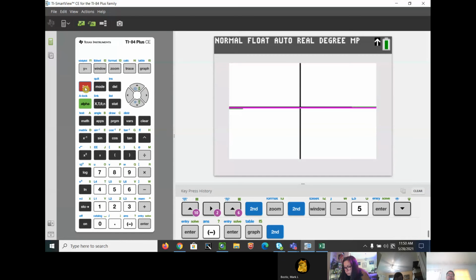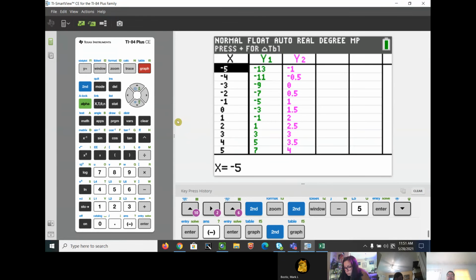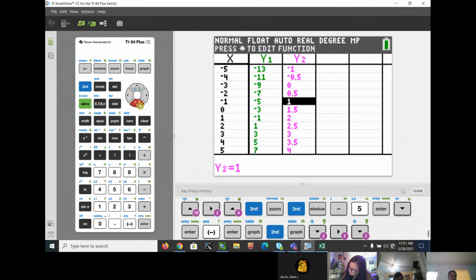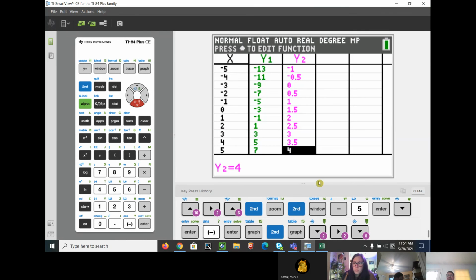And now second table. Now you have -3 right here. -3 is 0. -1 is 1, so 0 and 1. What is +1? +1 is 2. And 3 is 3, and 5 is 4. Does that help you out, Miss Taylor, doing it on the calculator?